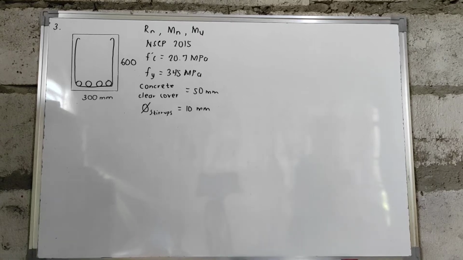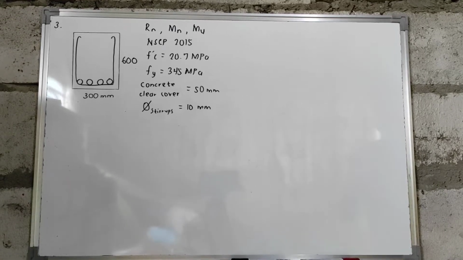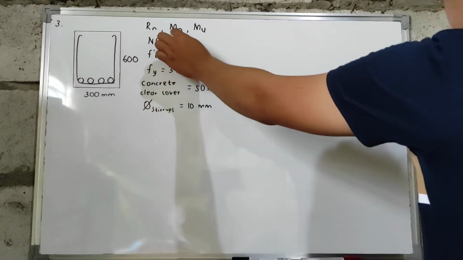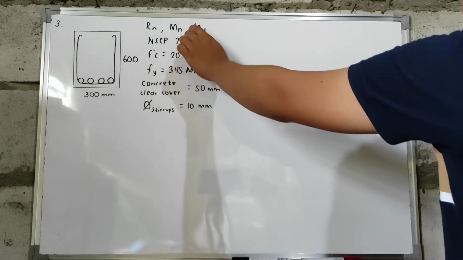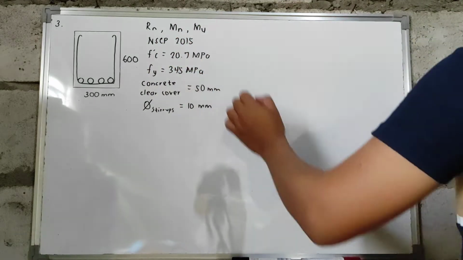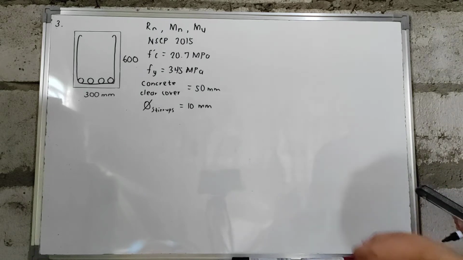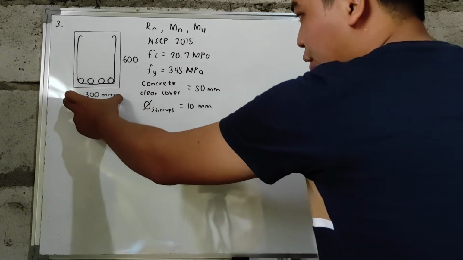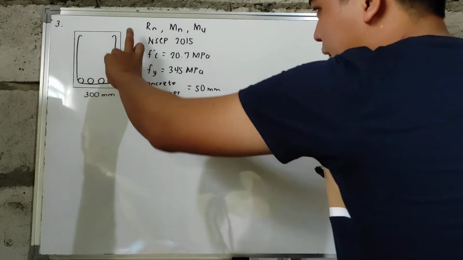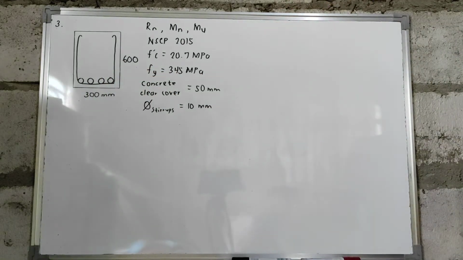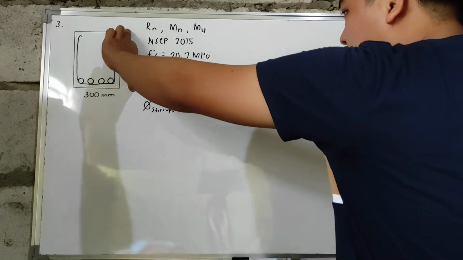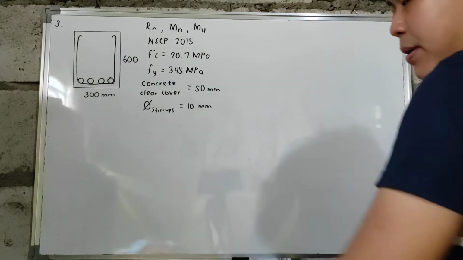Discuss problem number 3. Determine the values of R sub n, M sub n, and M sub u of the beam shown below. Use NSCP 2015. So for this one, meron daw tayong 300 na width na beam by 600 na height. So itong 600 na to, ito yung kabuuan na height ng beam natin.